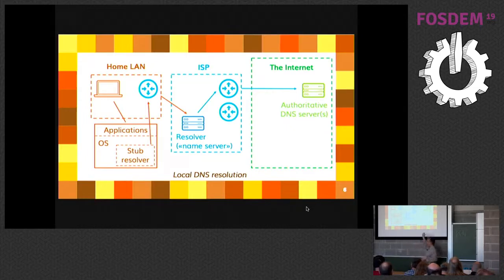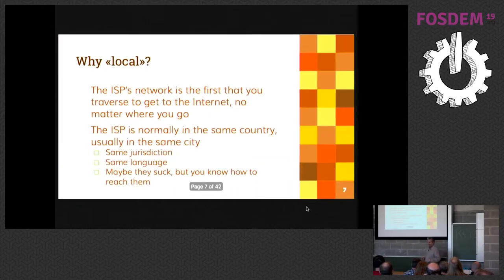So this is the local DNS resolution model. And why local? Because the ISP's network is anyway the first network you go through. So it's topologically the nearest to you. But it's not just a matter of network topology. It's also, usually at least, in your same country, they speak your own language, you know them, you have a contract with them, maybe you don't like them, but still at least they are local in more than one dimension.